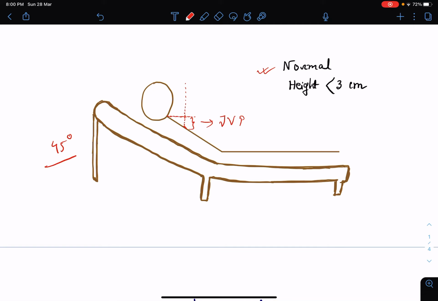For better visualization of jugular venous pressure, we can shine a torch diagonally or tangentially on the patient's neck, which will be very helpful.